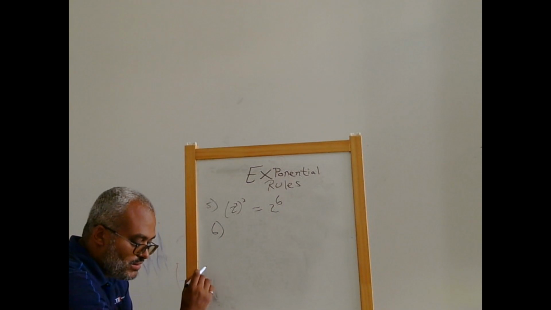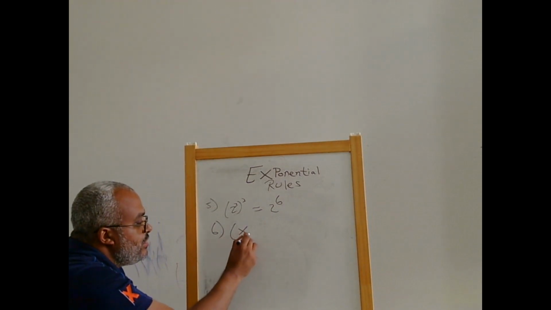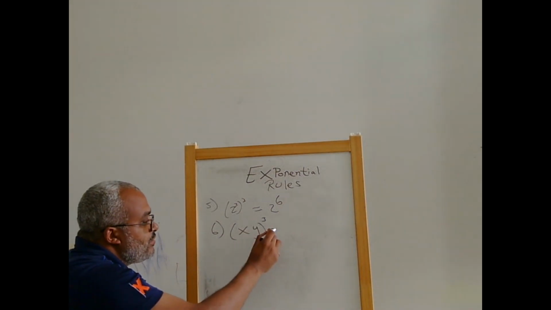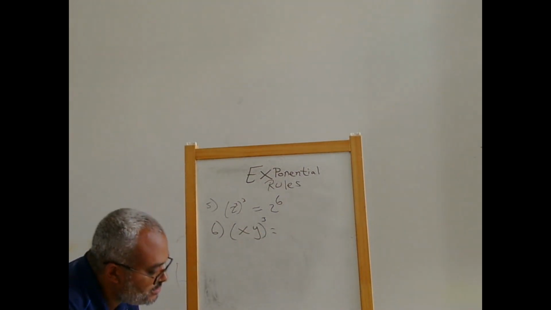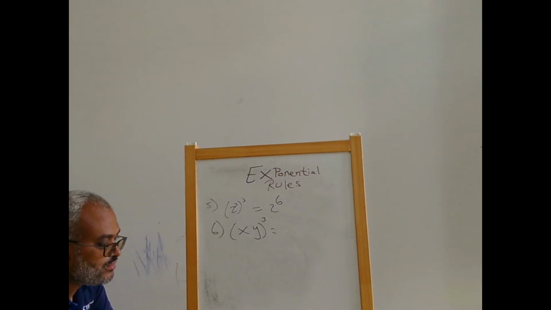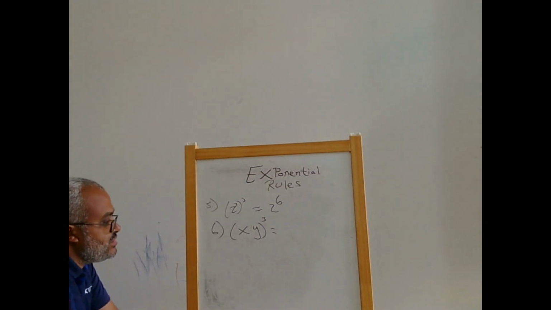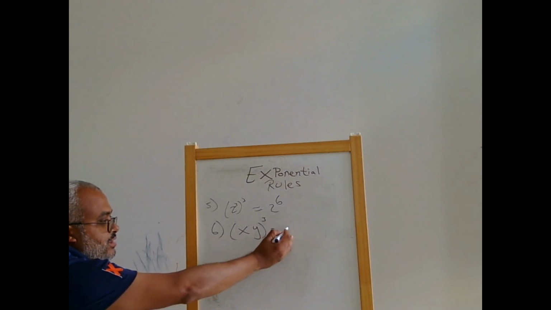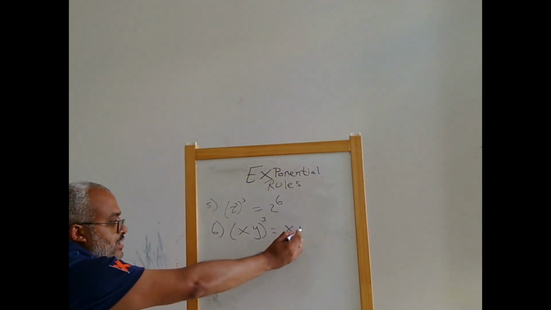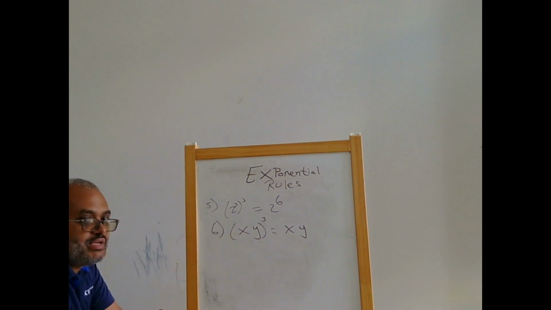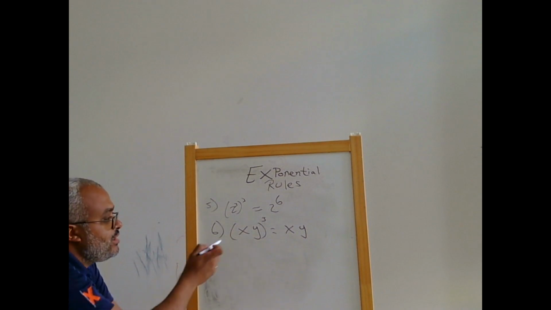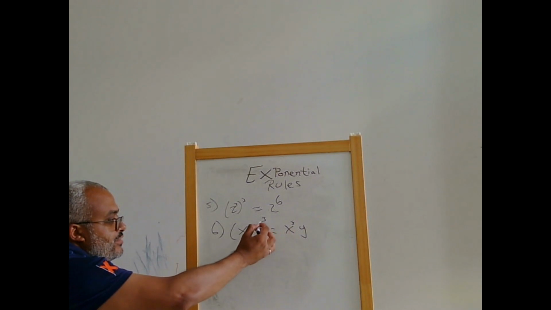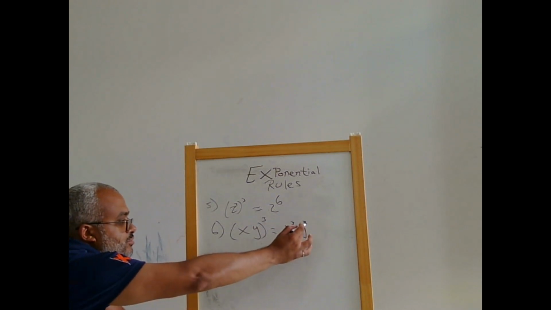Okay, so let's say I have x y cubed. What is this? It's called power of a product, because you have a multiplication and then a power here. So what I do is write the two different bases, and multiply each exponent by 3. So x cubed, y cubed.